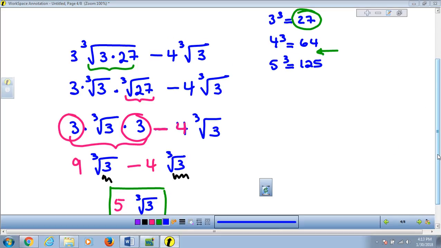Okay? So we can only add and subtract radicals together if they have the same expression inside, or same number inside of the radical. Otherwise, we need to do all of this to make them the same.